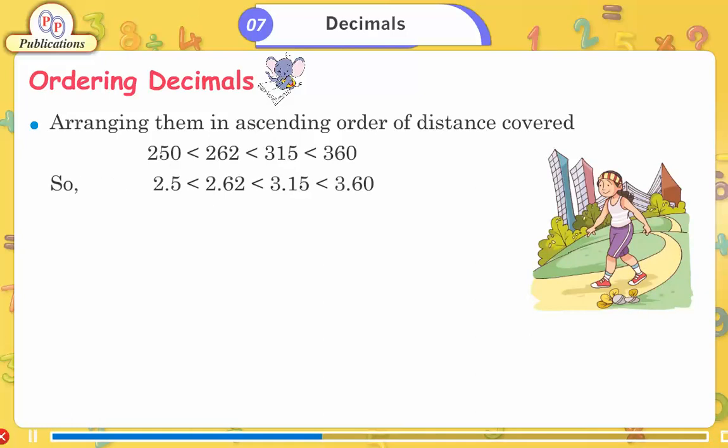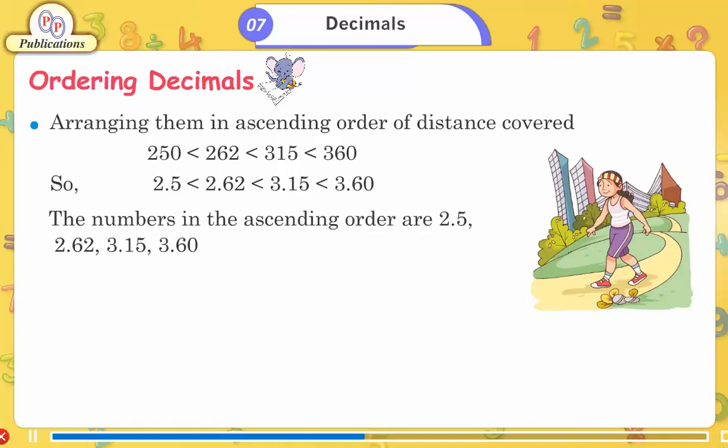So, 2.5 is smaller than 2.62. 2.62 is smaller than 3.15. 3.15 is smaller than 3.60. The numbers in ascending order are 2.5, 2.62, 3.15, 3.60.